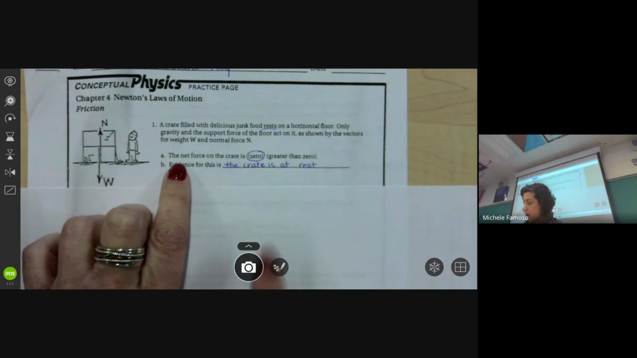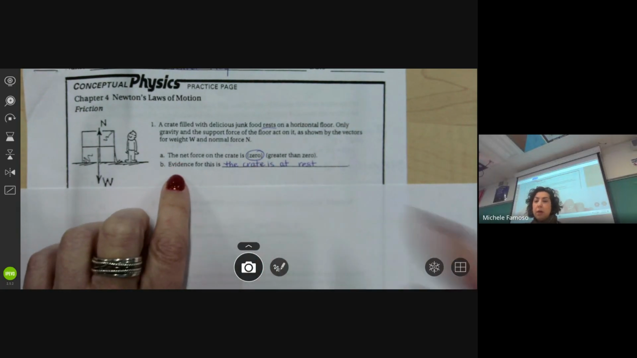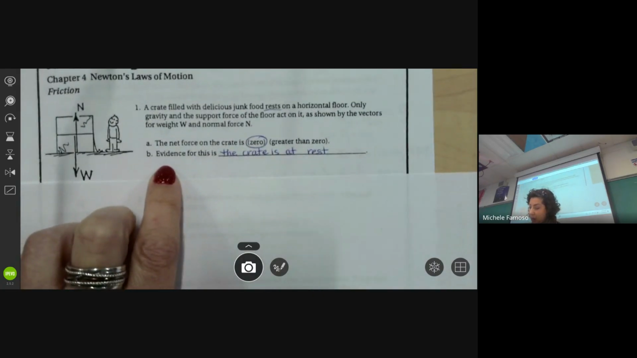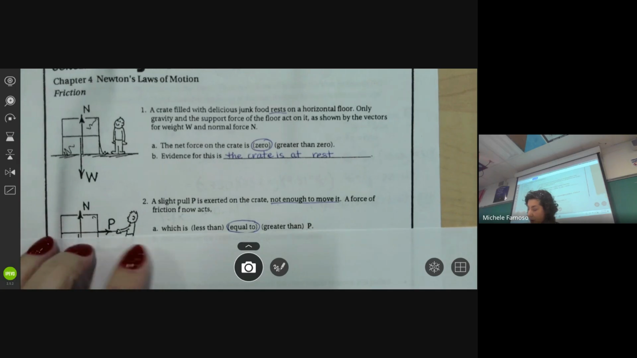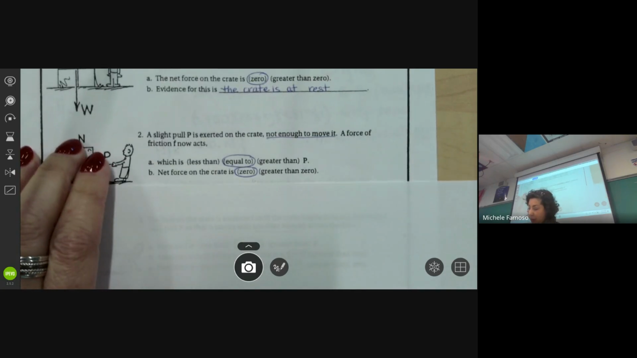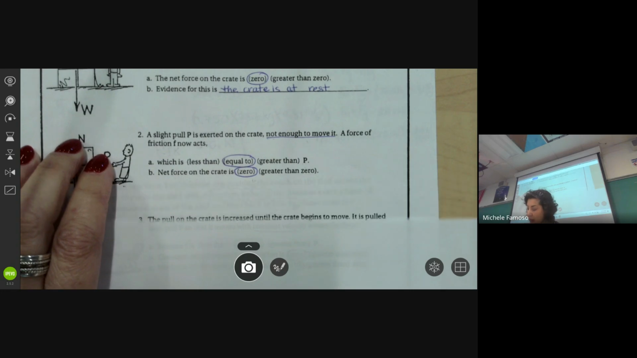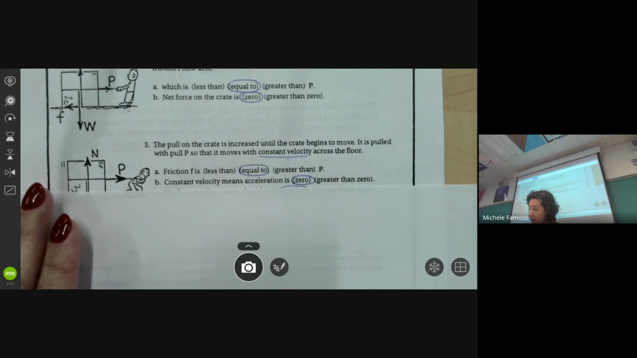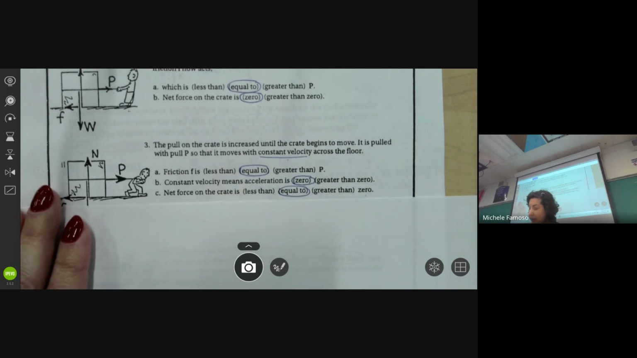All right. Number 1, part A is 0. Part B is the fact that the crate's at rest. It's not accelerating. In number 2, part A is equal to. Part B is 0. Number 3, part A is equal to. Part B is 0. Part C is equal to.